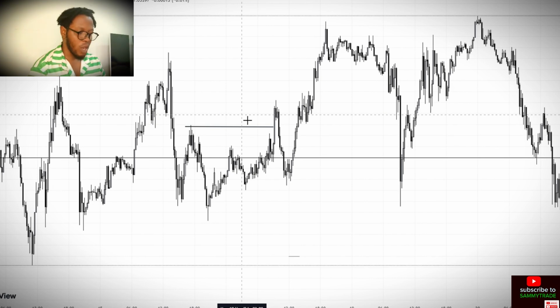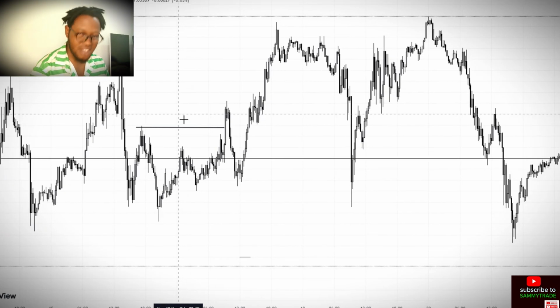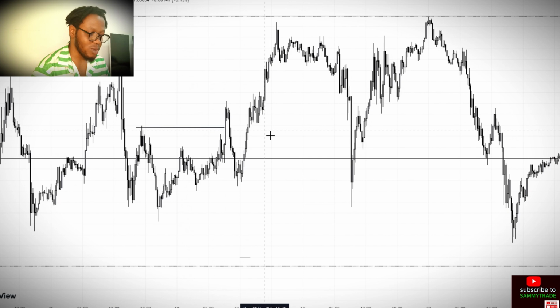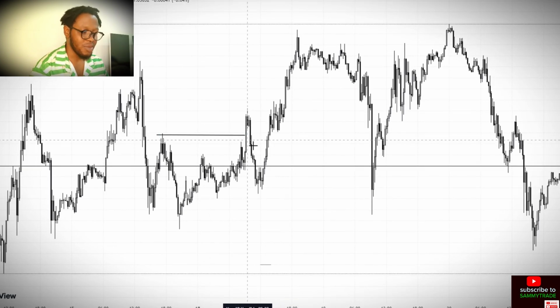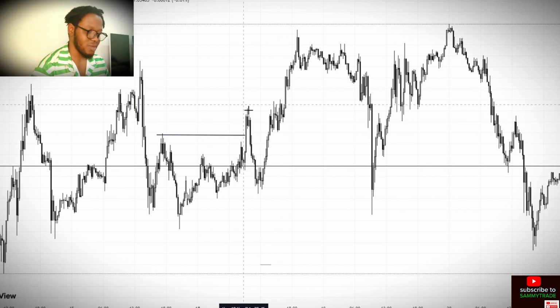All right, so I was waiting carefully, all right, to see what price will present to me. So at this point, I got the break or the change of character. Sorry, I got the change of character at this point. I like calling it break of structure. Change of character is there. Like, I don't think there's a main difference.